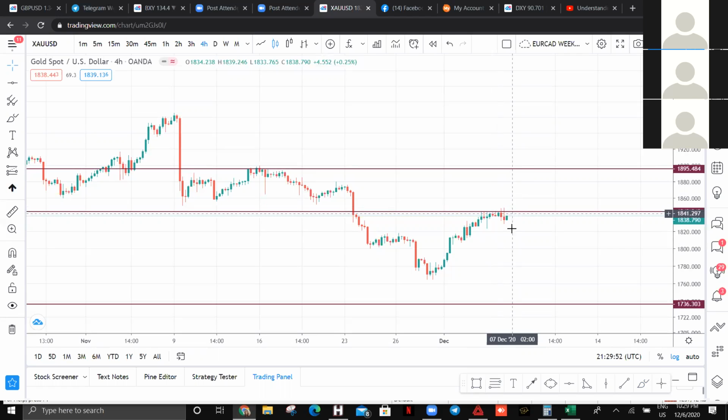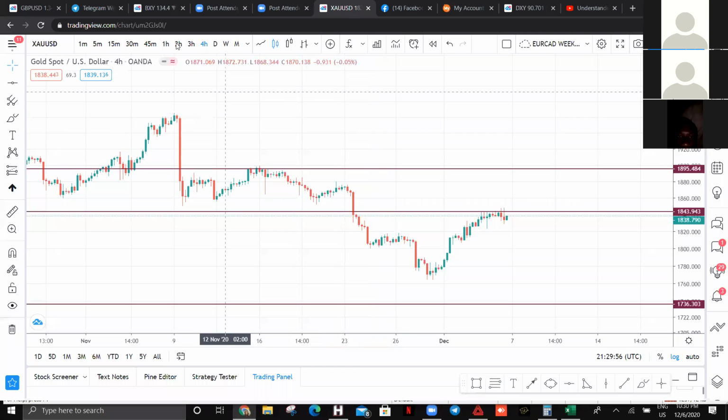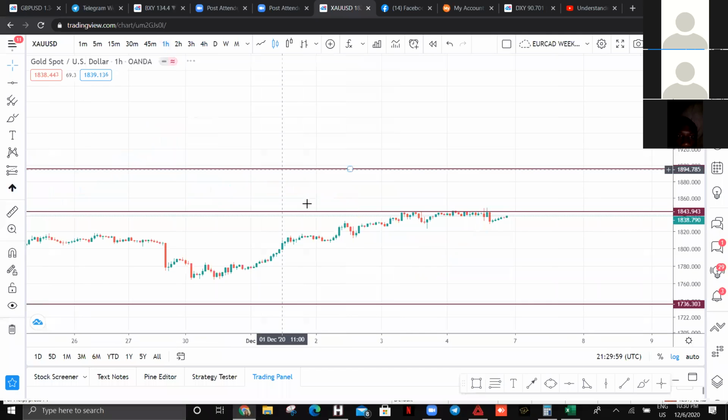But if it doesn't, price is coming down to this. So now how can I know this? I can combine it with my zone.